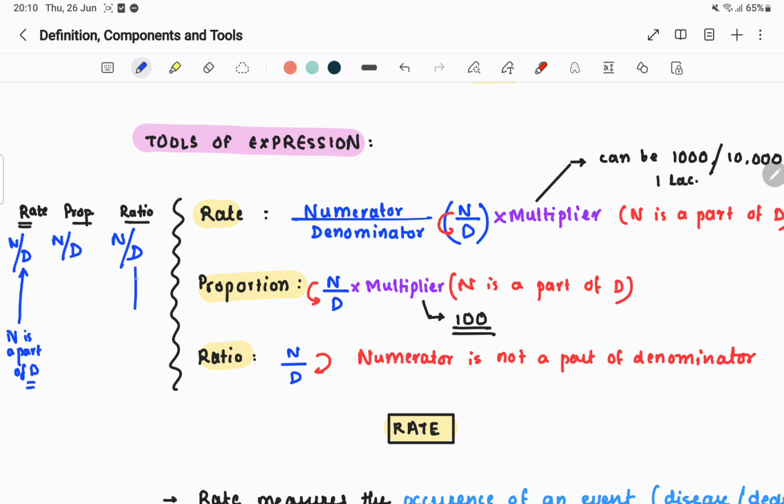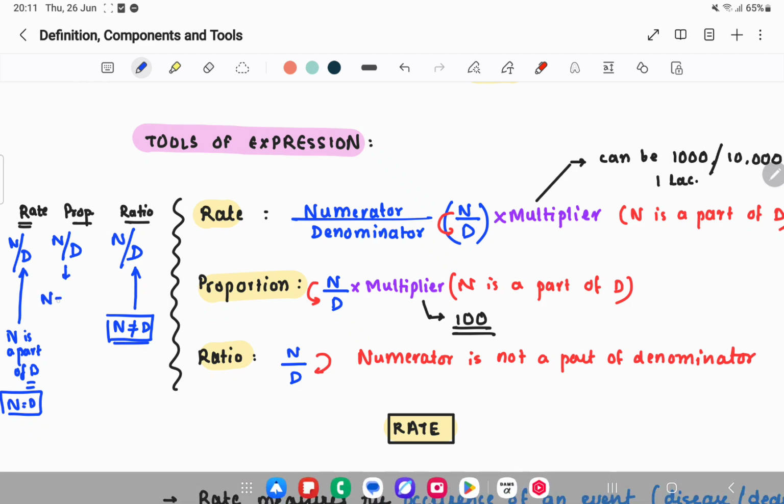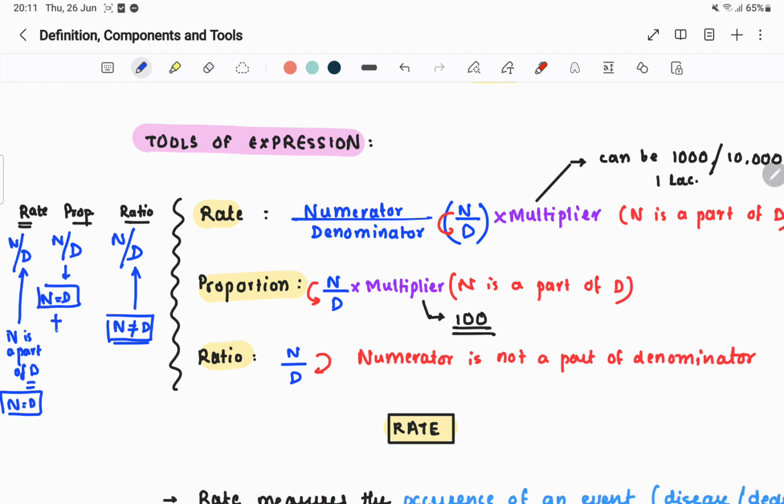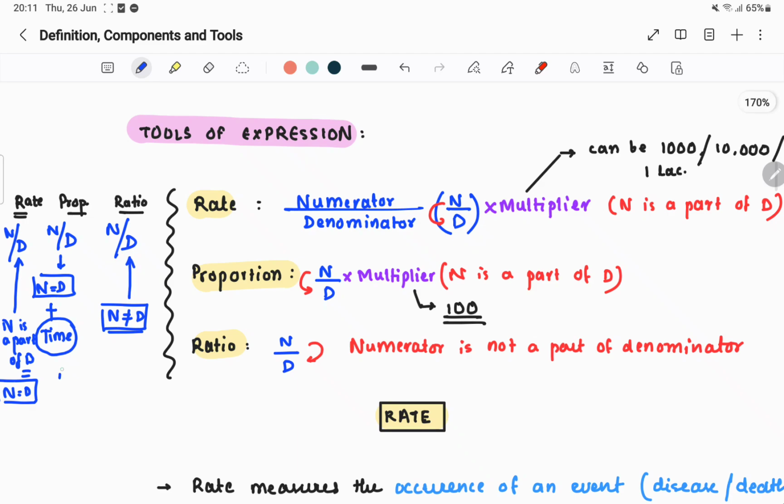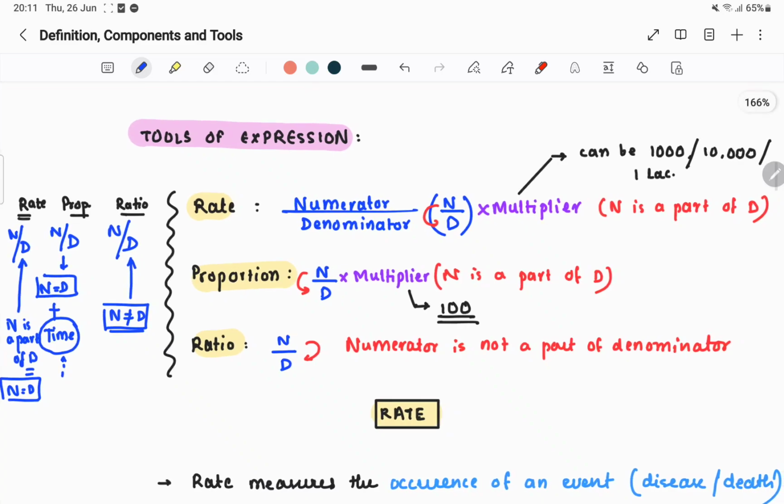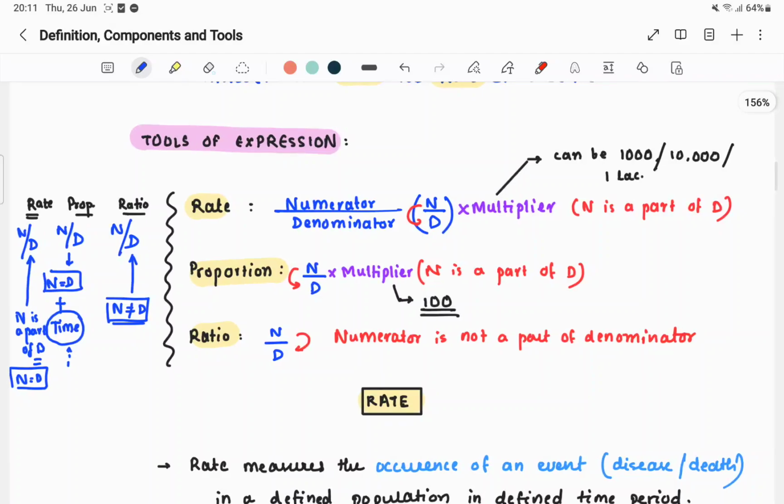Let's talk about ratio. I'm talking about sex ratio, so number of females by males. So the numerator is not a part of the denominator. Okay, so this is a basic difference of rate and ratio. Proportion, in this also numerator is a part of denominator, but here a time component comes. Whenever there is a time component associated with numerator and denominator, we call it proportion, right? Understood? So in proportion a time component is there.